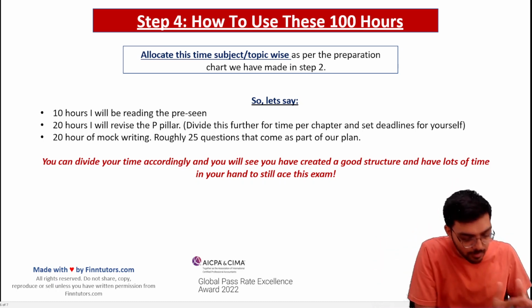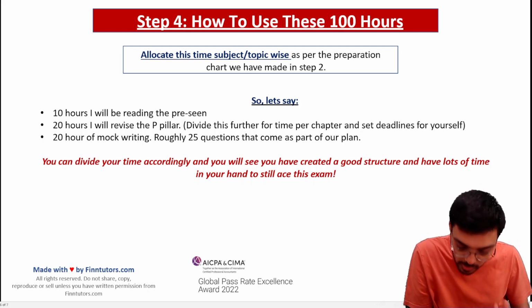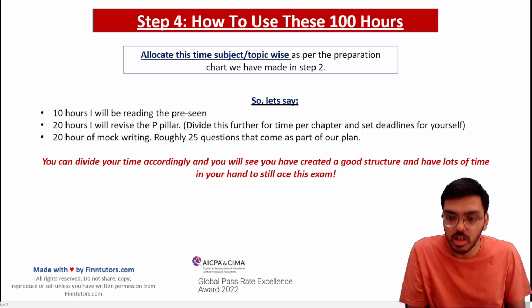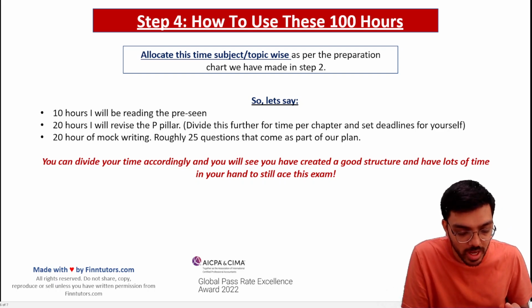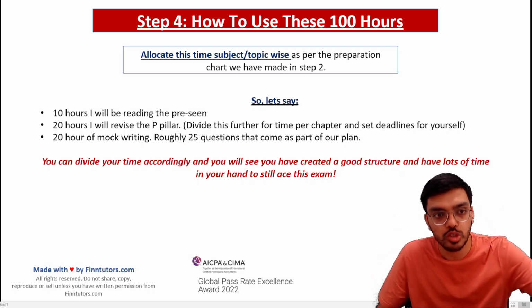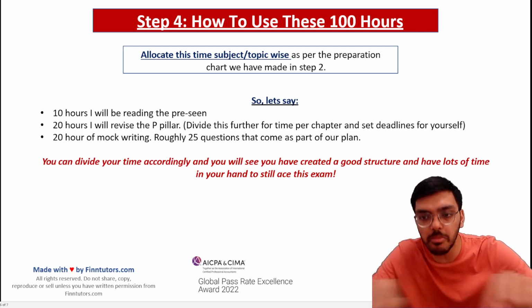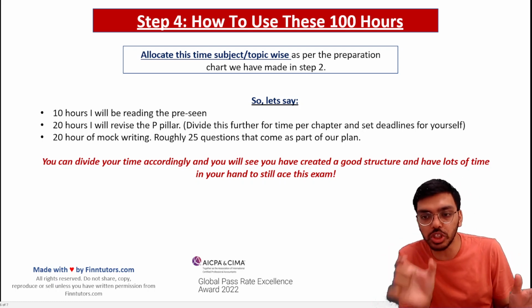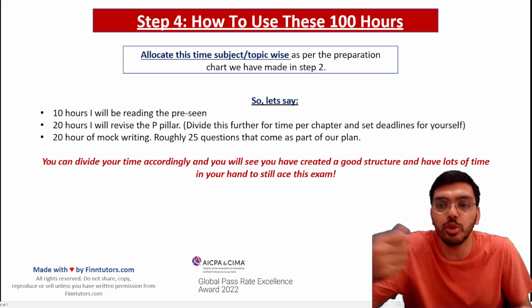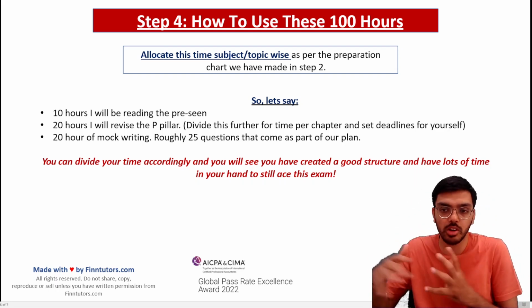But it doesn't mean that for the first 10 hours you're only doing E3. No. Your revision, yes, you're doing. Let's say today you did 1 hour of revision, 1 hour of pre-seen reading, for example. So from the revision time, remove 1 hour. From the pre-seen time, remove 1 hour. So that much time you now have remaining, which you have to give further on to revision and to the pre-seen.